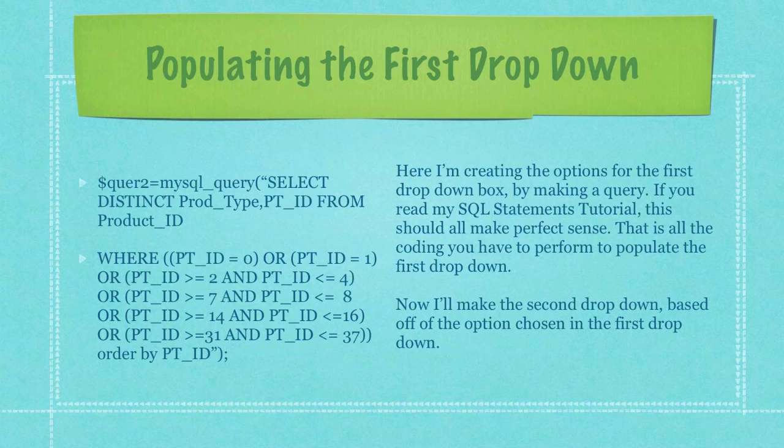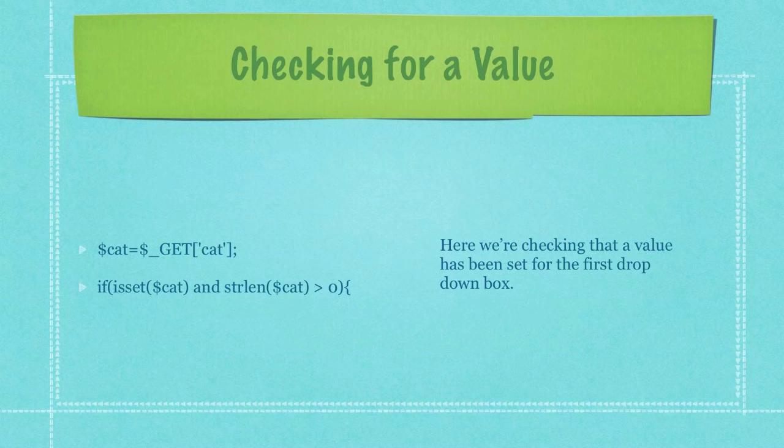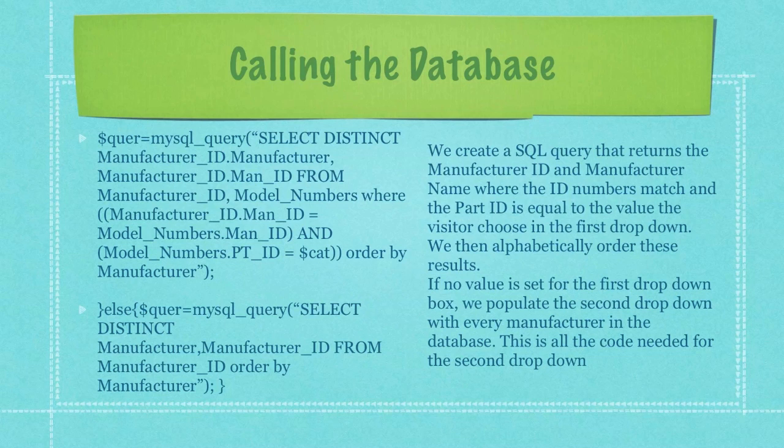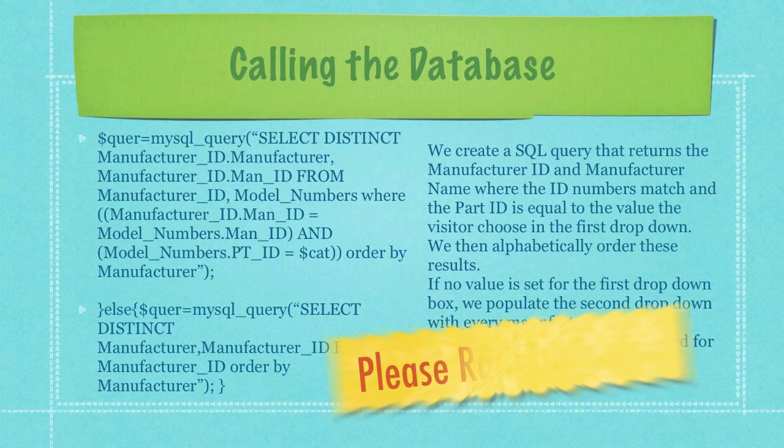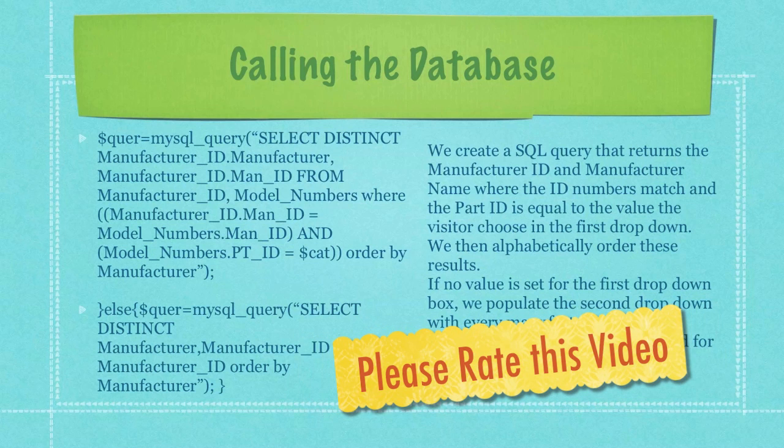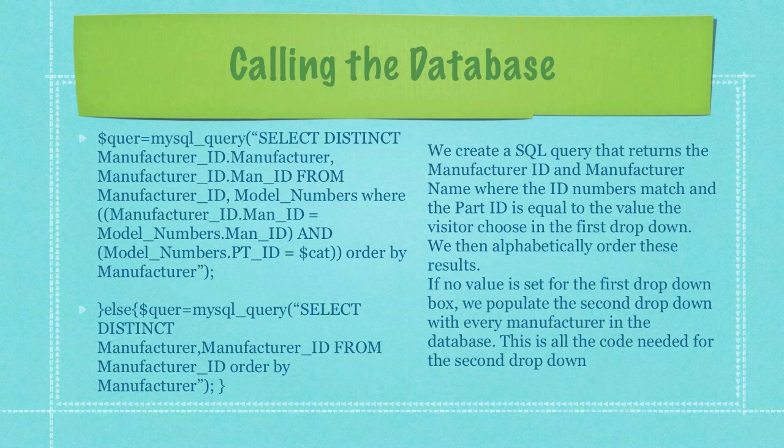Now I'll make the second drop-down based off the option chosen in the first drop-down. Here we're checking that a value has been set for the first drop-down box. We create an SQL query that returns a manufacturer ID and manufacturer name where the ID numbers match, and the part ID is equal to the value the visitor chose in the first drop-down. We then alphabetically order these results.